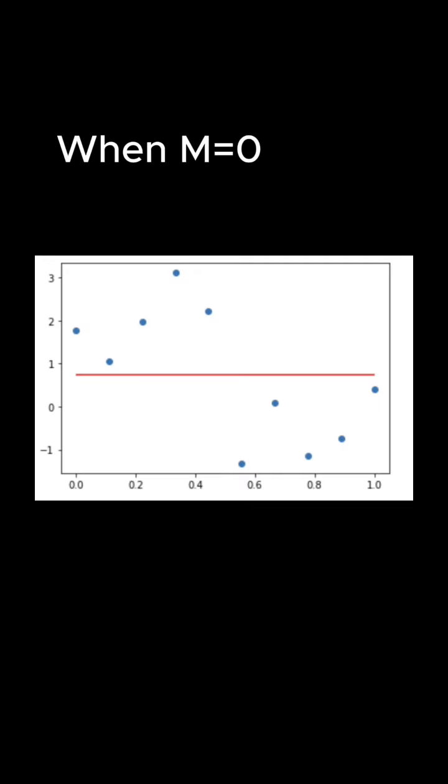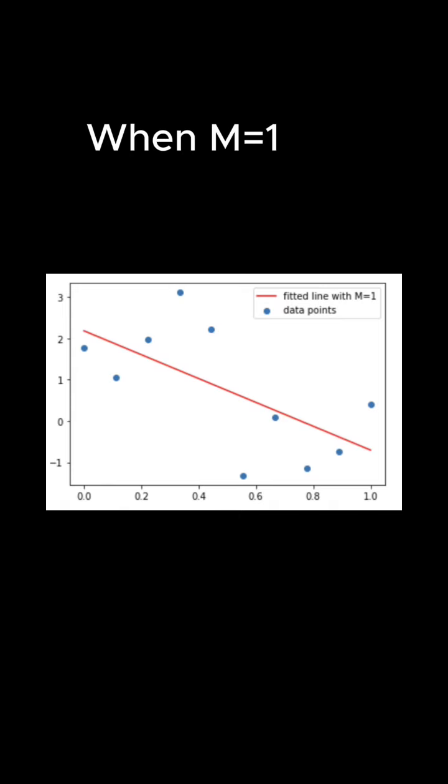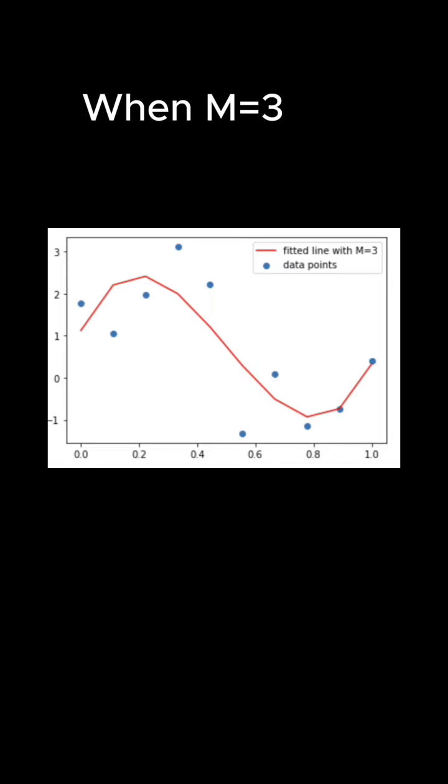So let's experiment. When m equals 0, we get just a horizontal line, and that's too simple. It completely misses the wave pattern, and this is a perfect example of underfitting. Next, when m equals 1, we get a straight line. That's still too rigid, and this is also considered an underfitting case. When m equals 3, now we are getting somewhere, right? The cubic curve nicely captures the sine wave's shape without being too wiggly.